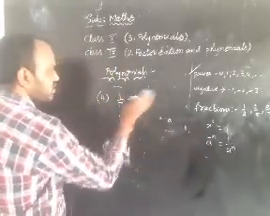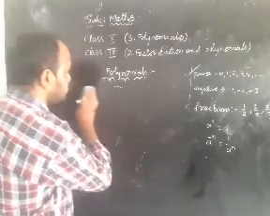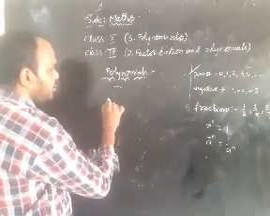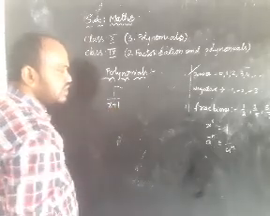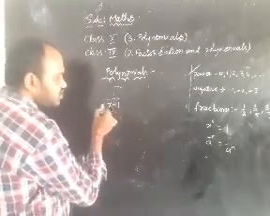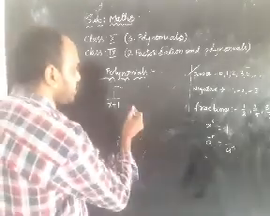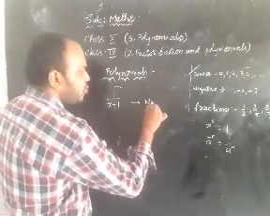Next, fourth example. 1 by x plus 1. Clearly we can say that x is in the denominator, so definitely the power will be negative, so it is not a polynomial.